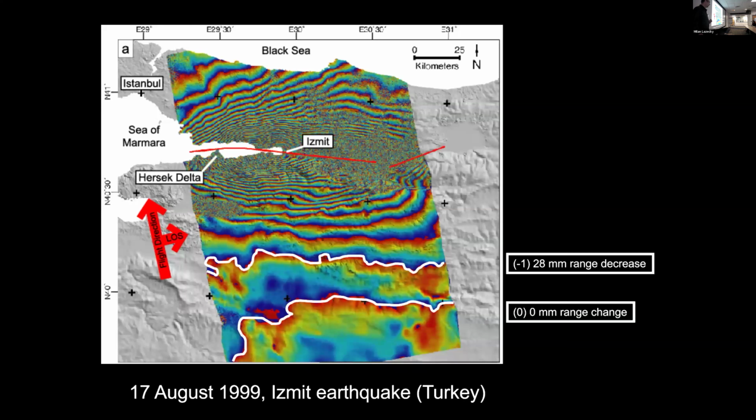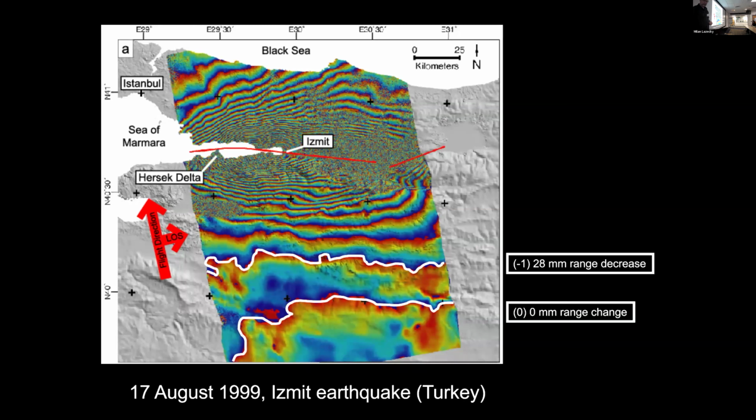Why is it half and not a whole wavelength of ground movement? Yeah, exactly. Because it's a round trip. The data is going from the satellite to the ground and back again. So if the ground moves half a wavelength closer to the satellite, the total round trip is one whole cycle of phase difference. So this is 28 millimeters of ground movement.